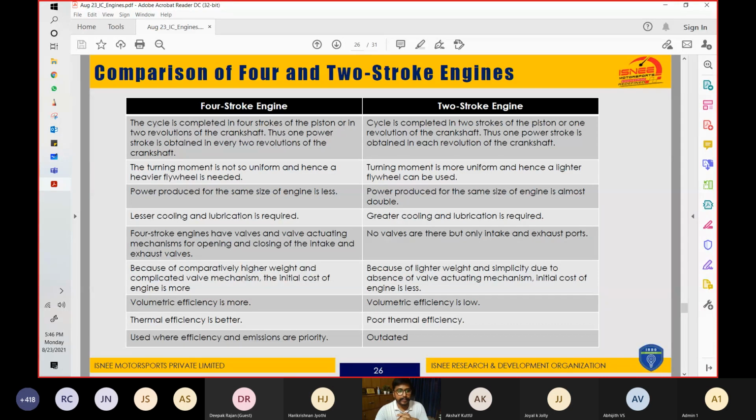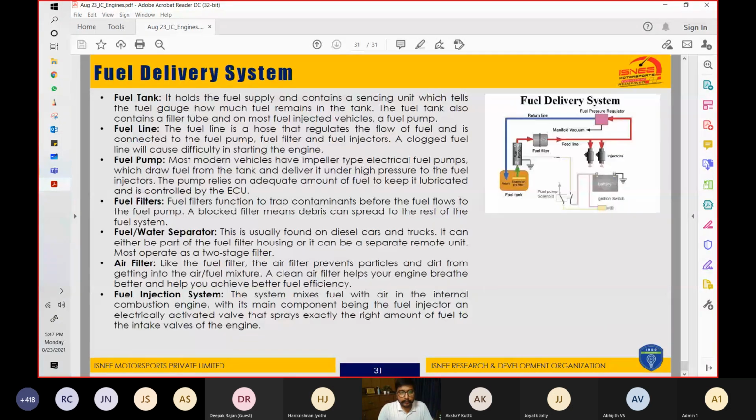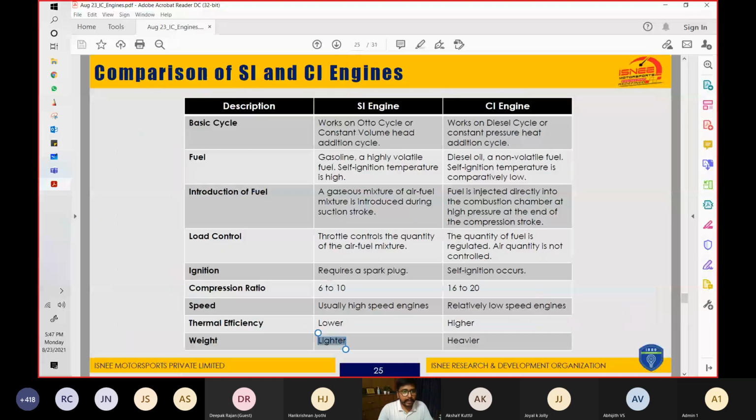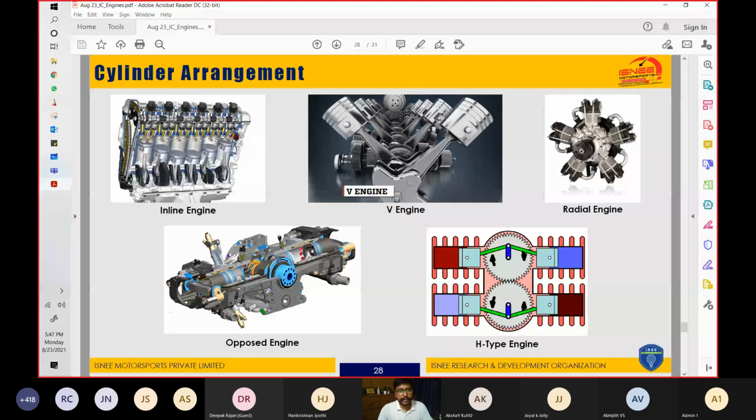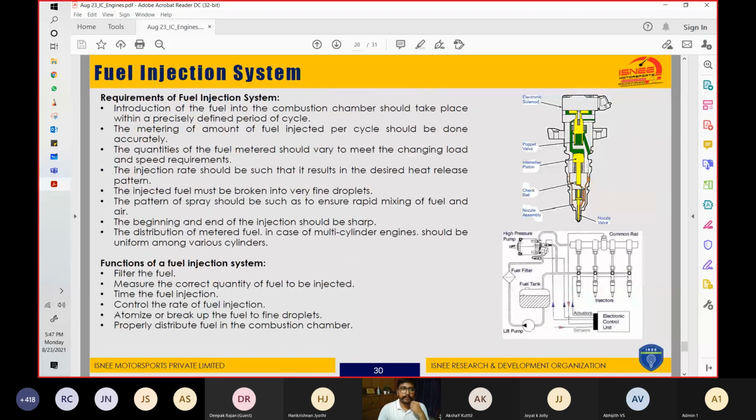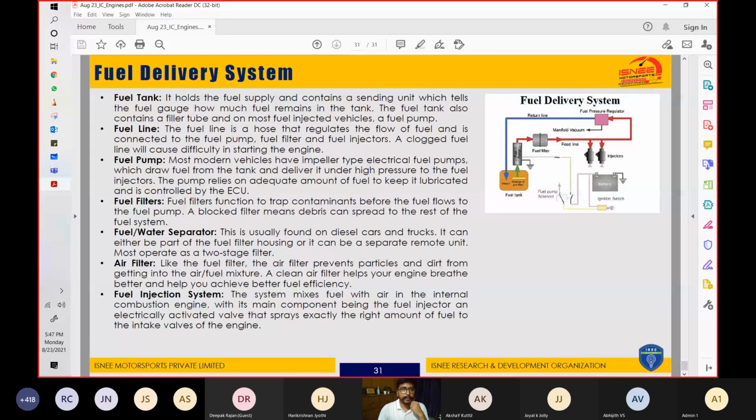The volumetric efficiency is more in the 4-stroke engine as compared to the 2-stroke engine. The thermal efficiency is better in the case of the 4-stroke engine. It is used where efficiency and emissions are a priority. We are talking about the 4-stroke engine, and 2-stroke engines are almost outdated and out of use as of now. So after that, we had the spark plug, the cylindrical arrangement of the various types of engines, then carburetor, then fuel injection system, then fuel delivery system.